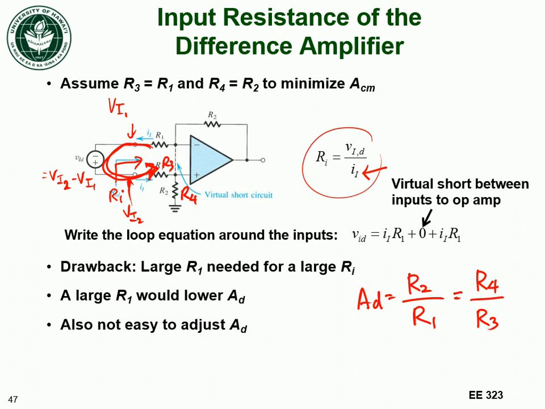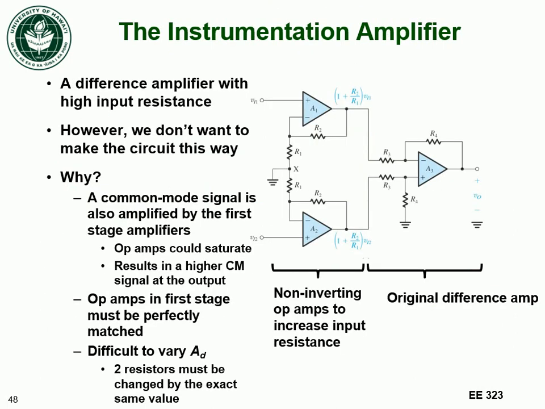There is another way to make a difference amplifier, and that's called the instrumentation amplifier. This is what the circuit looks like. It's a cascaded op-amp circuit. The original difference amplifier is the output stage of the instrumentation amplifier. This used to be VI1, and this used to be VI2. But now those voltages are outputs from two input stages connected to our difference amplifier, and these two input stages are non-inverting op-amps. Because I put the non-inverting op-amps in front of the inputs to my difference amplifier, my non-inverting op-amps have an input resistance of what?